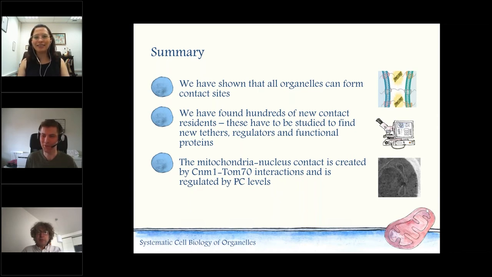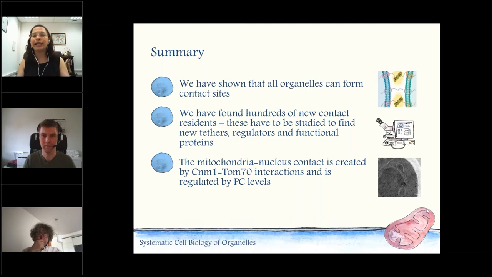I want to finish off with one other question: what if you knock out CNM1? What is the phenotype of that? We were able to show that when you just add choline to yeast cells, they form more of these contacts between the mitochondria and the nucleus without even overexpressing CNM1. I believe that they upregulate CNM1 and they form these contacts. And when we delete CNM1, we don't see this upregulation of contact between mitochondria and the nucleus.